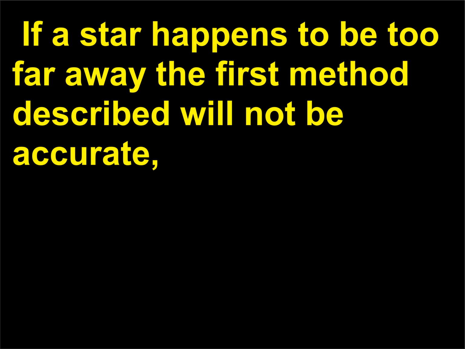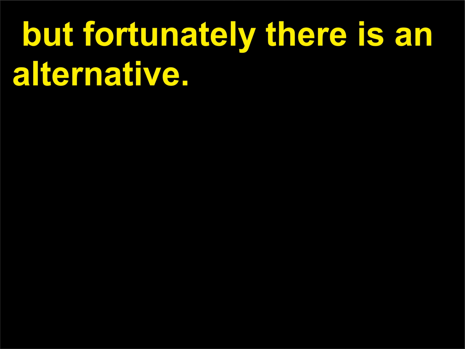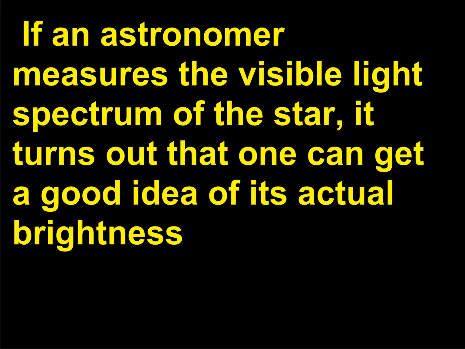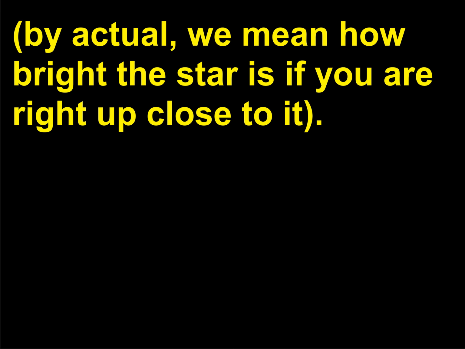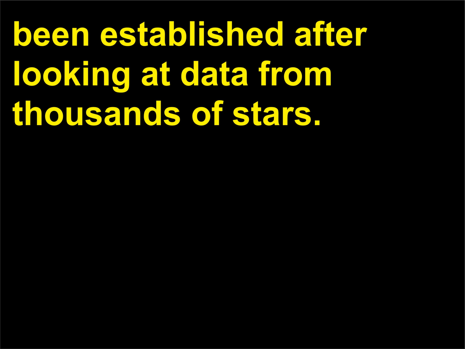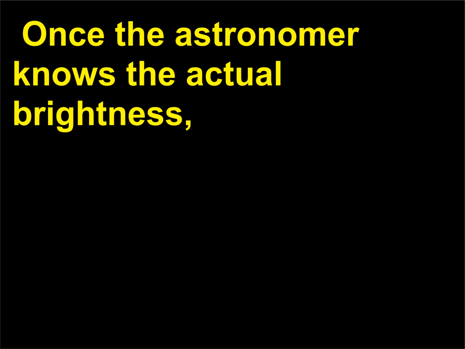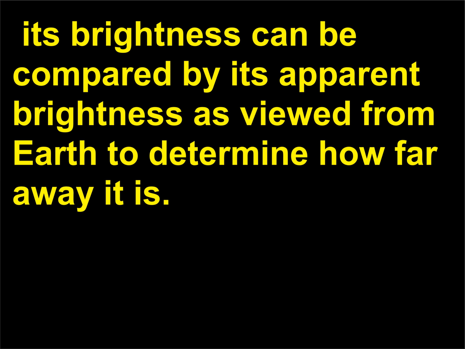If a star happens to be too far away, the first method described will not be accurate. But fortunately there is an alternative. If an astronomer measures the visible light spectrum of the star, it turns out that one can get a good idea of its actual brightness. By actual, we mean how bright the star is if you are right up close to it. This relationship isn't entirely straightforward and has only been established after looking at data from thousands of stars. Once the astronomer knows the actual brightness, it can be compared to its apparent brightness as viewed from Earth to determine how far away it is.